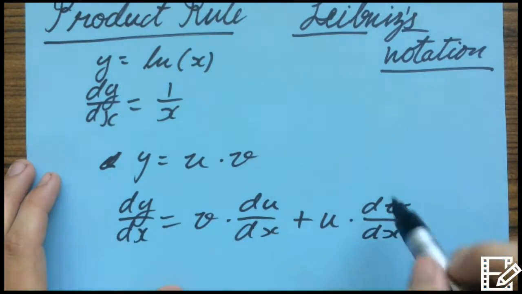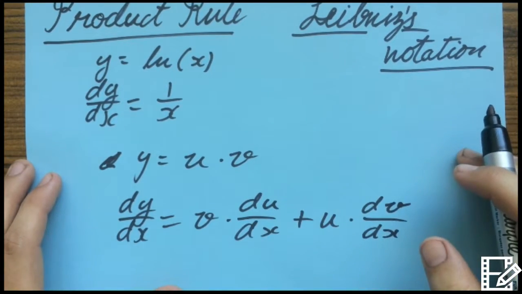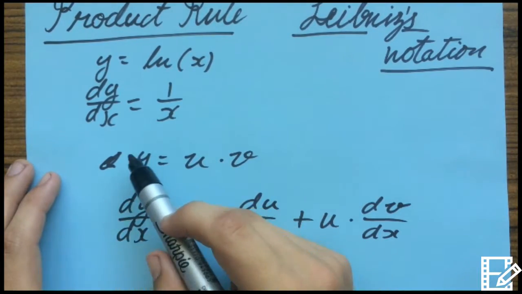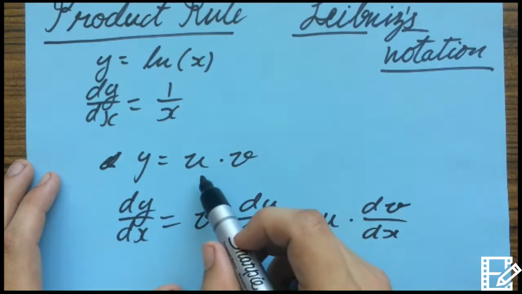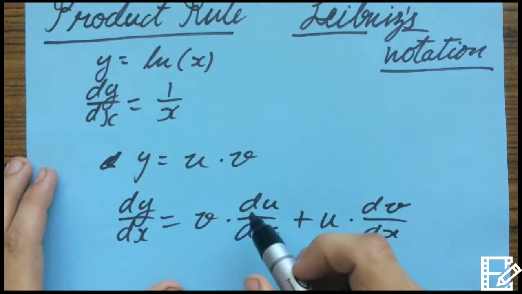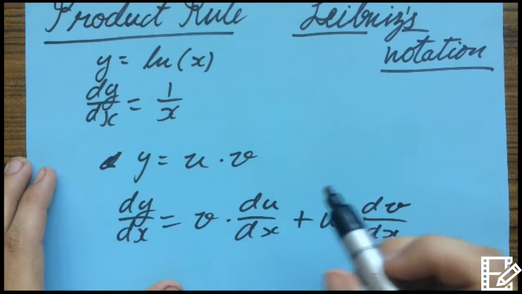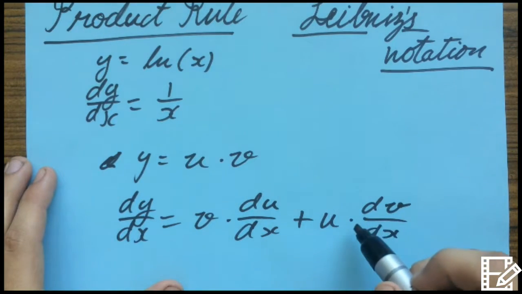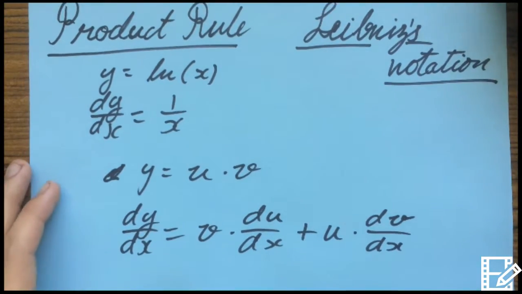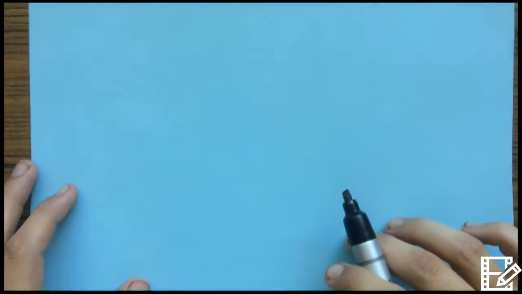And this is just a rehash of the product rule following this notation. Y is a function, and within that you have a function times another function, and the derivative is the second function multiplied by the derivative of the first function, plus the first function multiplied by the derivative of the second function. So, let's start with some examples.